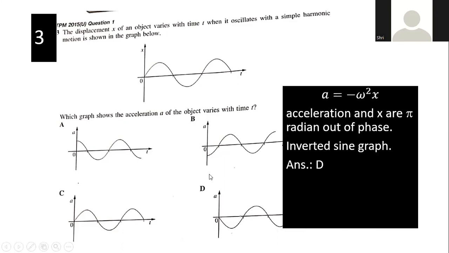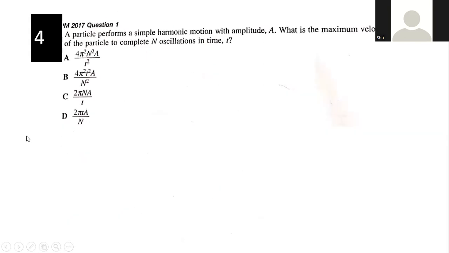Which is the velocity-time graph? I think it's A, teacher. Yeah, A. Just differentiate it. Right? Differentiate that. You get a cos graph. This is a sine graph. Differentiate and it becomes a cos graph. That's your A, the velocity-time graph.